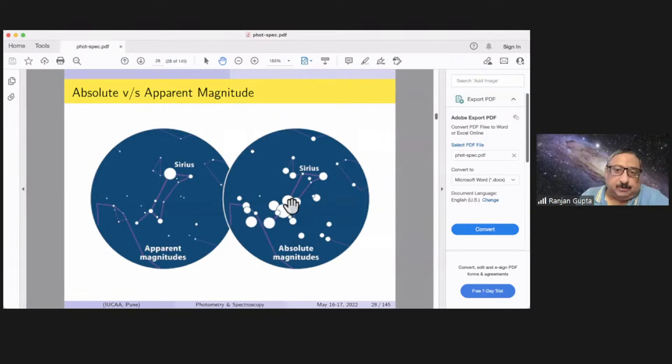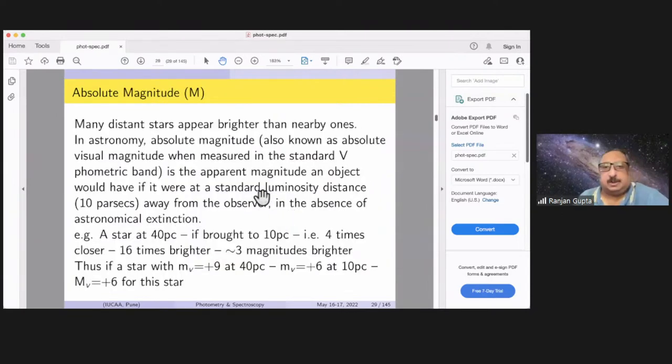The diameter of this white circle shows the brightness. Why this is happening is because of this: many stars appear brighter than nearby ones, because their magnitude was still apparent. But now we'll talk of absolute magnitude. How the astronomers defined it in early days, they said, let's assume 10 parsecs. Now, 10 parsecs is as if a shell, a balloon around us, which is 10 parsecs away.